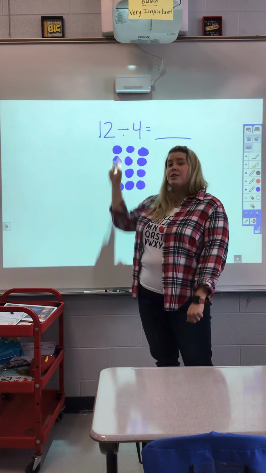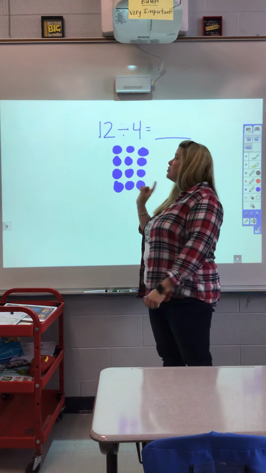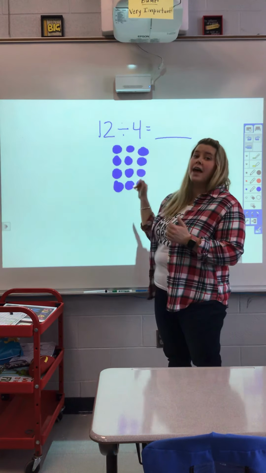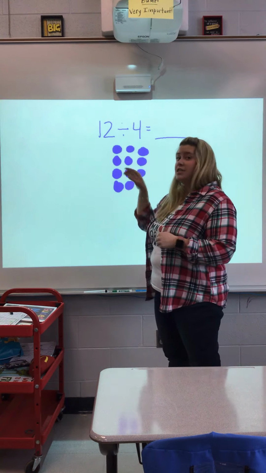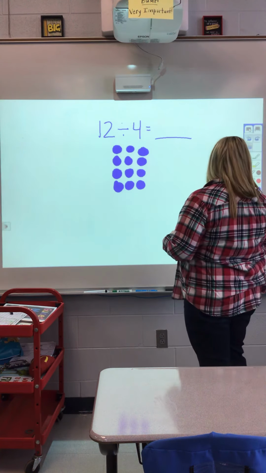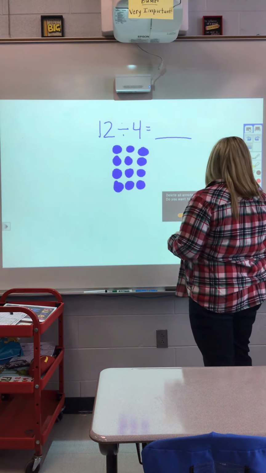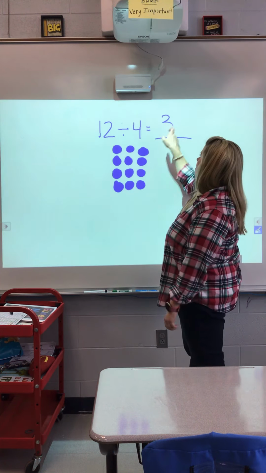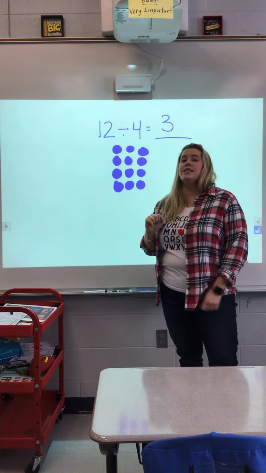Okay, so I started with a division sentence. I drew an array to help me figure out the answer. 12 counters divided into 4 rows equals, how many are in each row? 1, 2, 3. So there's my division sentence.